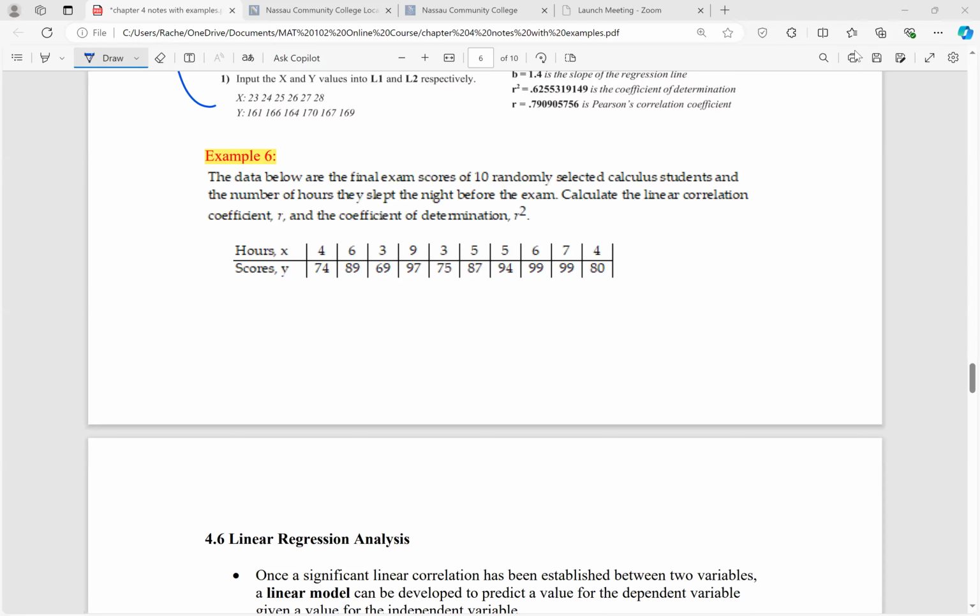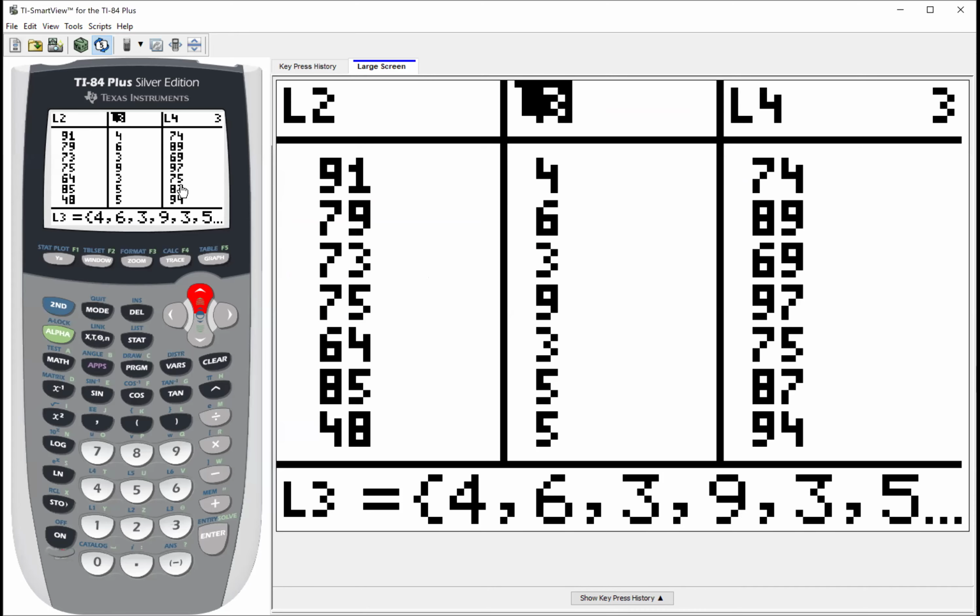So my lists in the calculator are L3 and L4. The hours I put in L3 and the scores I put in L4. First, let me show you how to create a scatter plot. So let's go to the calculator together. You'll see here's my list 3, my list 4. I have my data values in there.